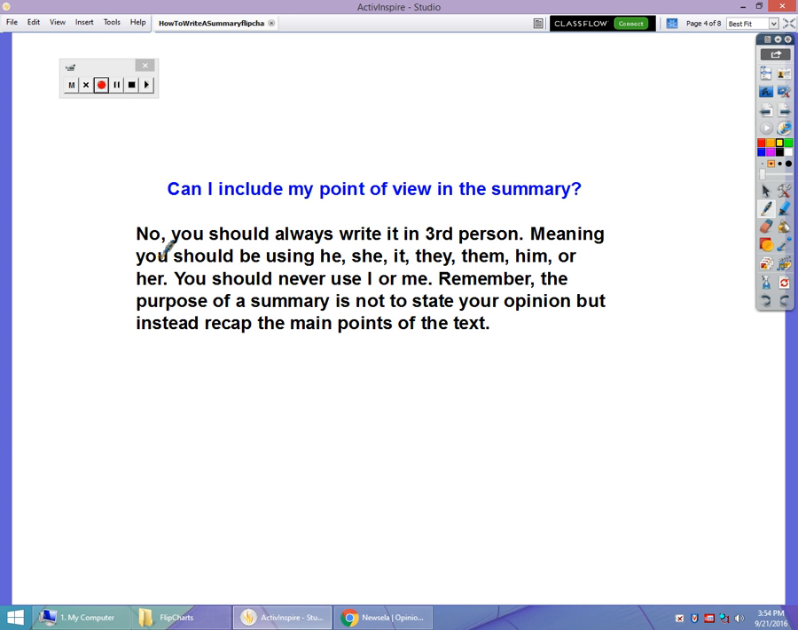You cannot include your point of view in the summary. The whole point of a summary is to be summarizing what the author is saying. You'll have a chance at later dates to write what you think about what you've read, but in the summary, you're just writing in the third person. So you're using the author's name, you're writing he, she, it, they, them, or her. You never, ever, ever use I. Just remember, never use I.